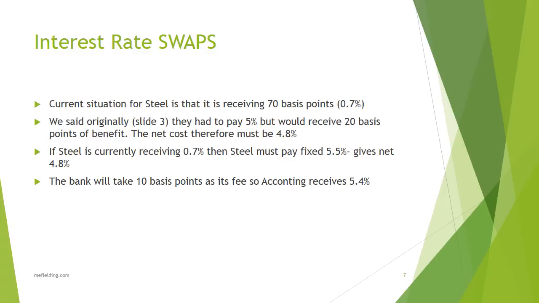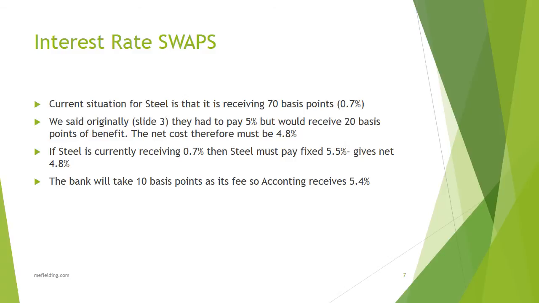Right, but we also said that they would get 20 basis points of benefit. So everybody remember the differential. We calculated the differential, and the differential was 50 basis points of benefit. Remember that we said that accounting would get 20 basis points of benefit, steel would get 20 basis points of benefit, and the bank took 10. So 20, 20, 10 gives you 50.